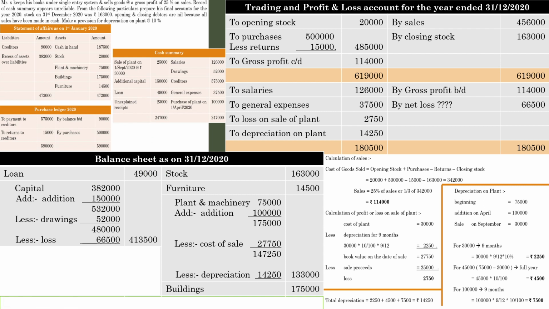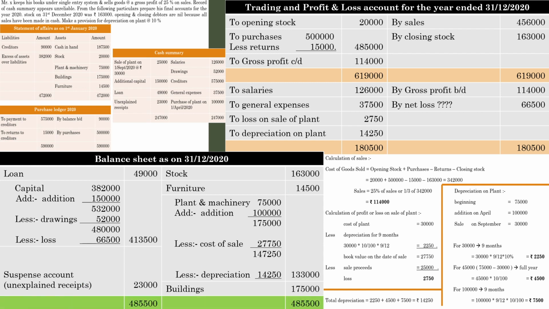We have mentioned the nature of the item. You can either show it here or show it in the balance sheet. It is better to show it in the balance sheet since the nature of the item is not specified in the question. So unexplained receipt, usually it is considered as a suspense account. Show the amount. Now take the total of both sides. You will get a tally amount, 4,85,500.